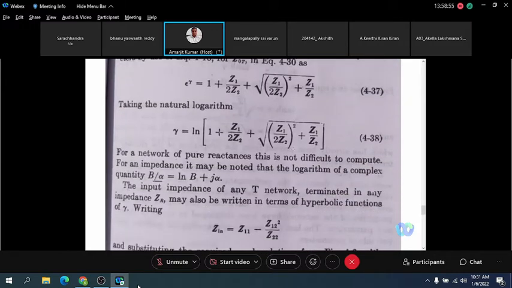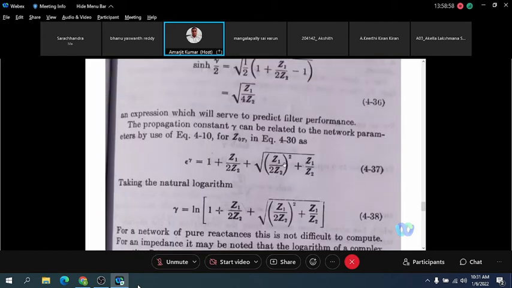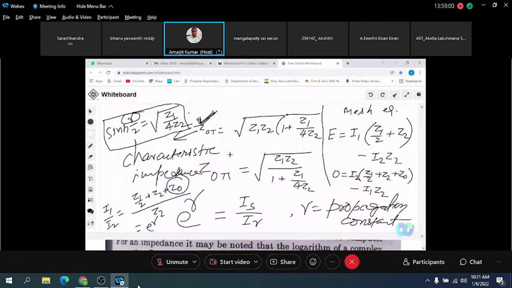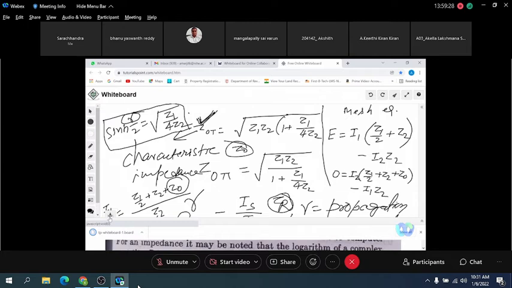Now the question is, we have terminated the symmetrical T network, T section, in the impedance Z0. Now suppose we terminate with the impedance ZR, the receiver impedance, or you can say termination impedance. Then what will be the input impedance?